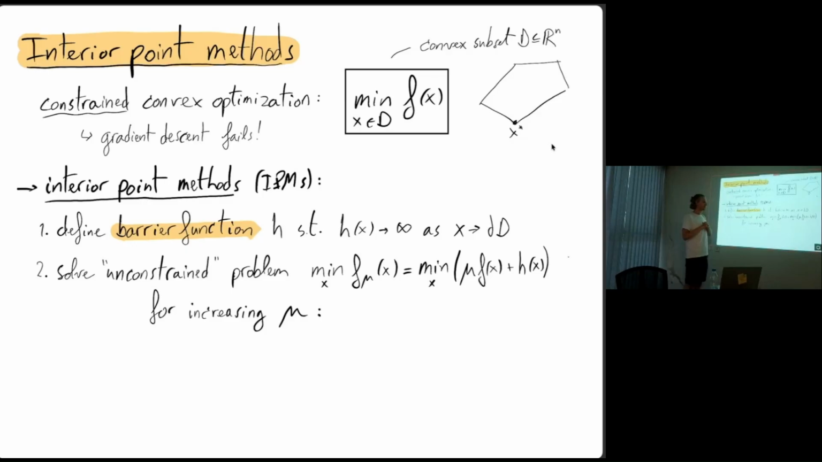Does h need to be continuous? Sorry? Why does h need to be continuous? Because I'm going to solve this problem, and I want it to still be smooth and convex. You want to have a nice barrier function.